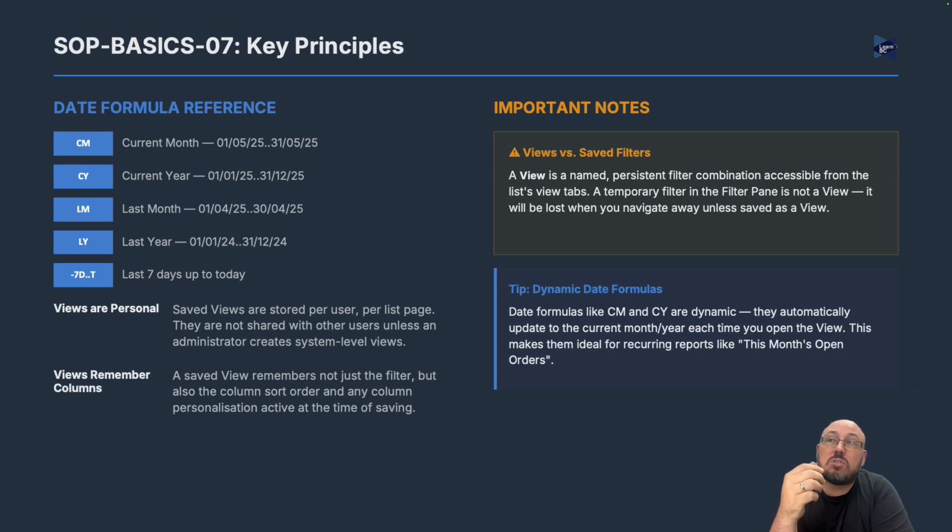The tip here, dynamic date formats. Date formulas like CM and CY are dynamic. They automatically update to the current month and year each time you open the view. This makes them ideal for recurring reports like this month's open orders.